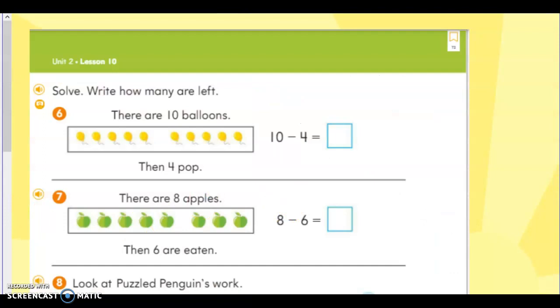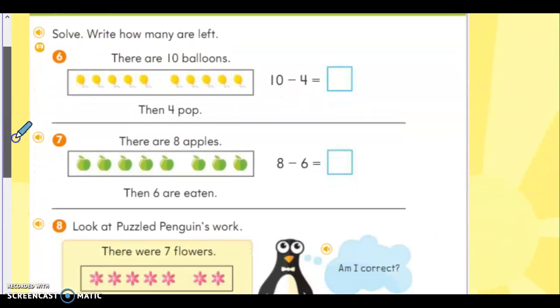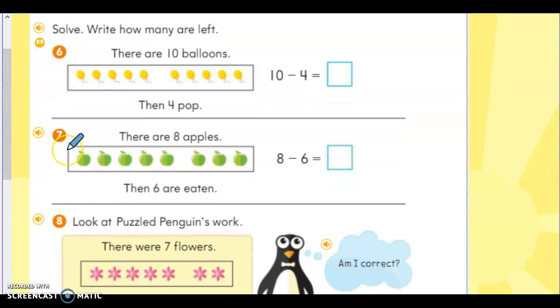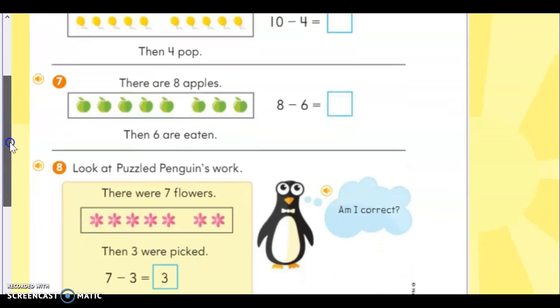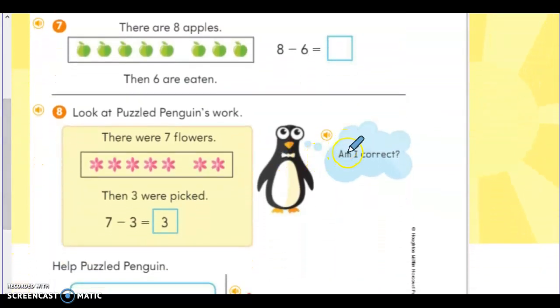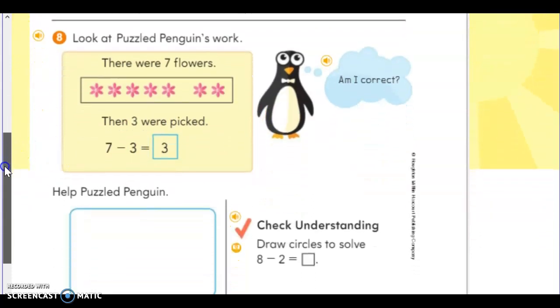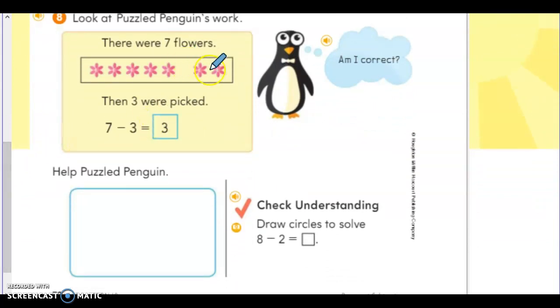Turn the page and it looks like this. Okay, 6 and 7 are very similar to what you have been doing, so I'm going to let you do number 6 and number 7. Let's go to number 8 and look at Puzzle Penguin's work. He says, am I correct? Let's find out. There were 7 flowers. Then 3 were picked. So Puzzle Penguin says 7 minus 3 equals 3. Is he right? Let's help him out. I don't think he's right.